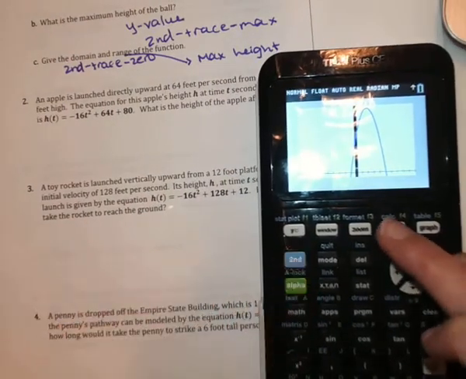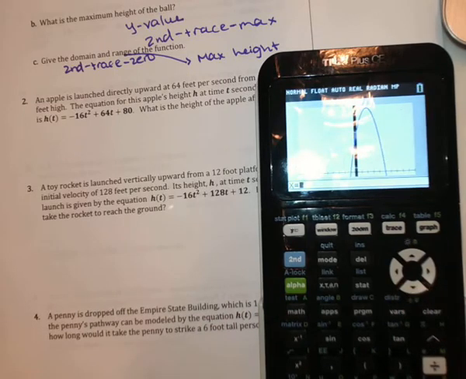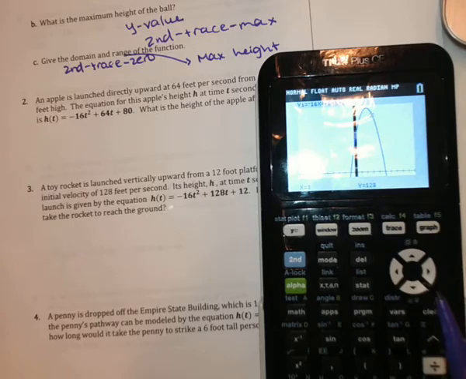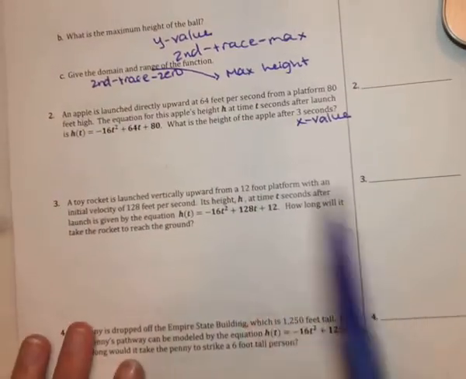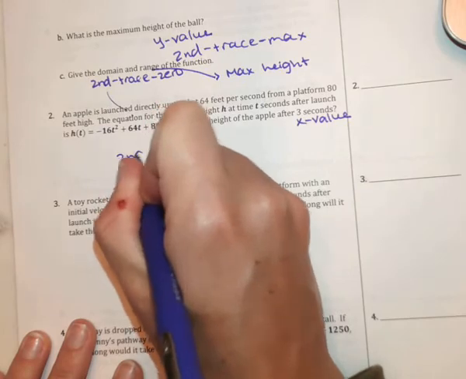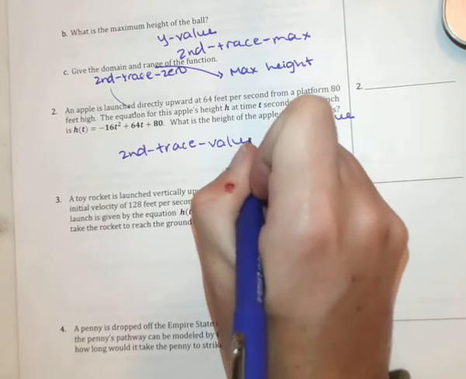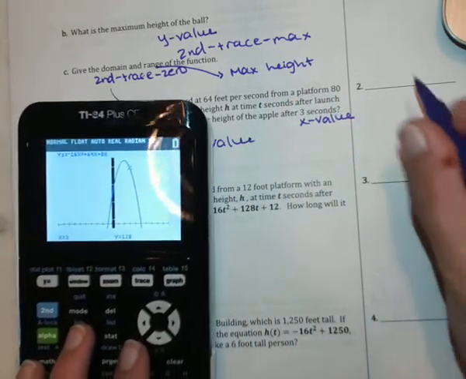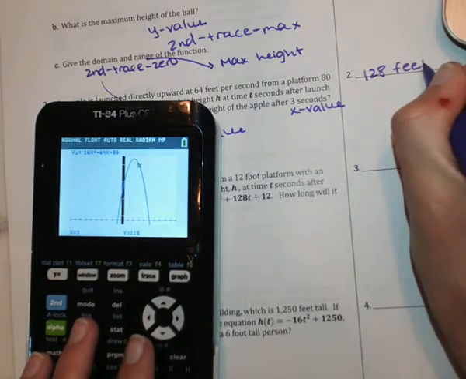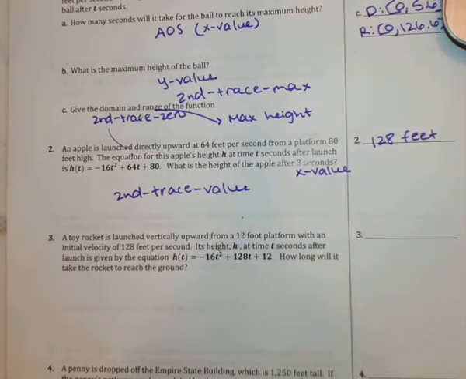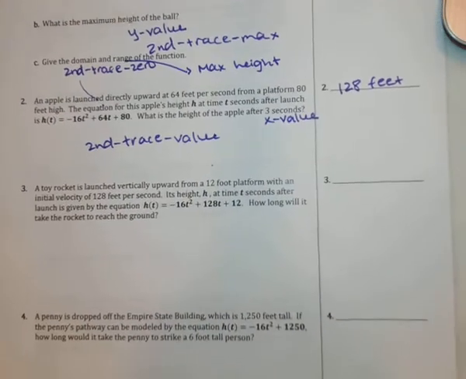Okay, so what is the height of the ball after 3 seconds? We're going to press second trace value. X equals 3, time equals 3. What is the Y value, or what is the height, when we're at 3 seconds? 128 feet. So for number 2, if you're using the calculator, second trace value, type in the 3, and the final answer is 128 feet at 3 seconds. So basically you just have to know what to press for each problem, unless of course you're using Desmos, then we will look at that tomorrow. Okay, number 3.